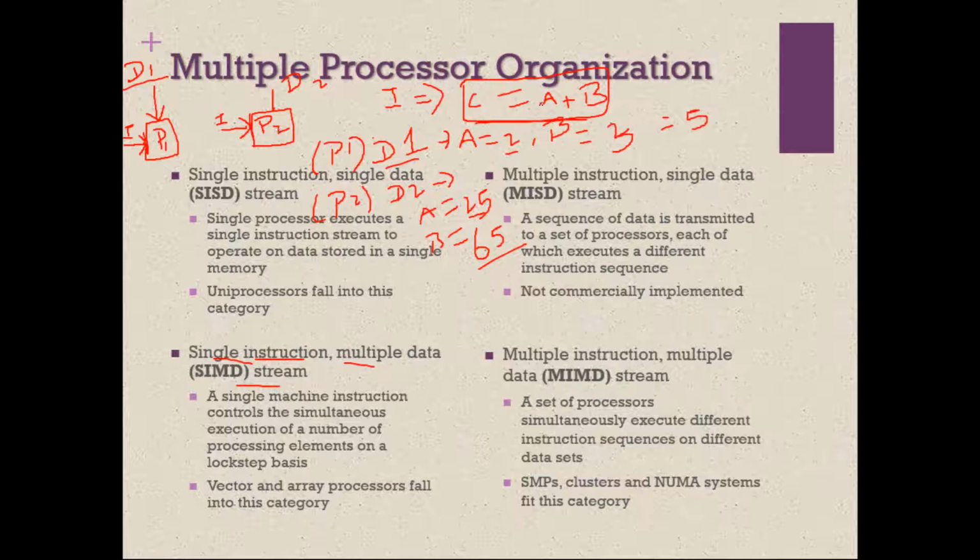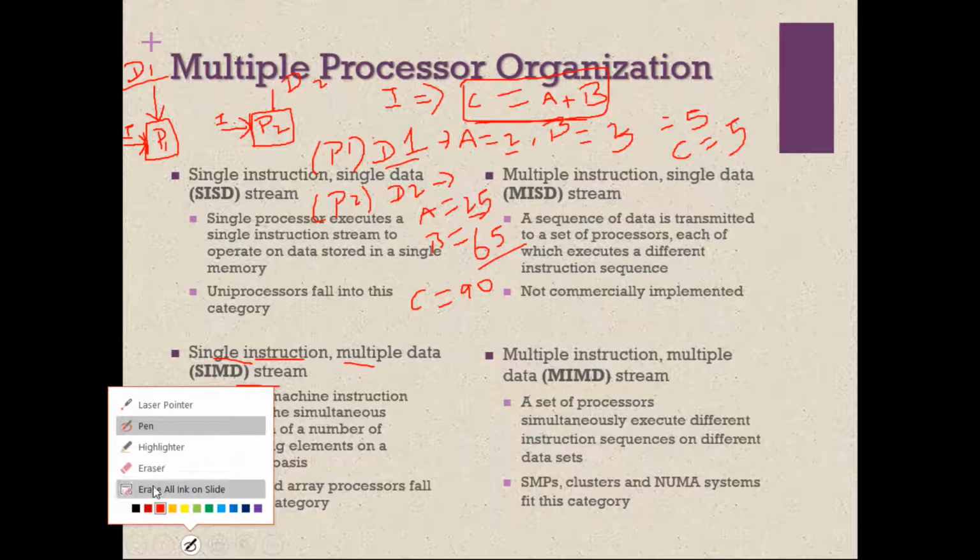So, say all these A, B, C are general purpose registers. In processor P1, register C will contain the value 5 after that. But in processor P2, the result will be what? 65 plus 25 is 90. So the register C will hold the value 90. Okay, so this type of arrangement is called what? Single instruction stream and multiple data stream.